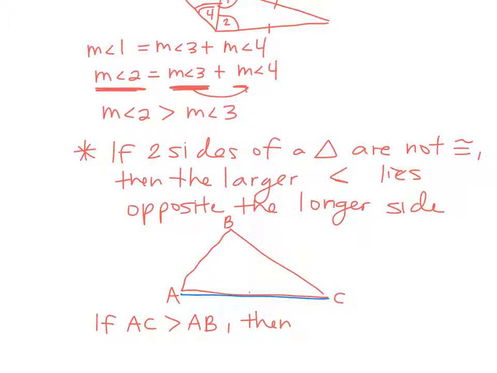AC has what angle across from it? Angle B, right? So if AC is bigger than AB, then angle B is going to be bigger than what side is across from AB? That would be angle C. So AB has angle C across from it. Okay, so the longer the side, the bigger the angle across from it. The shorter the side, the smaller the angle across from it.